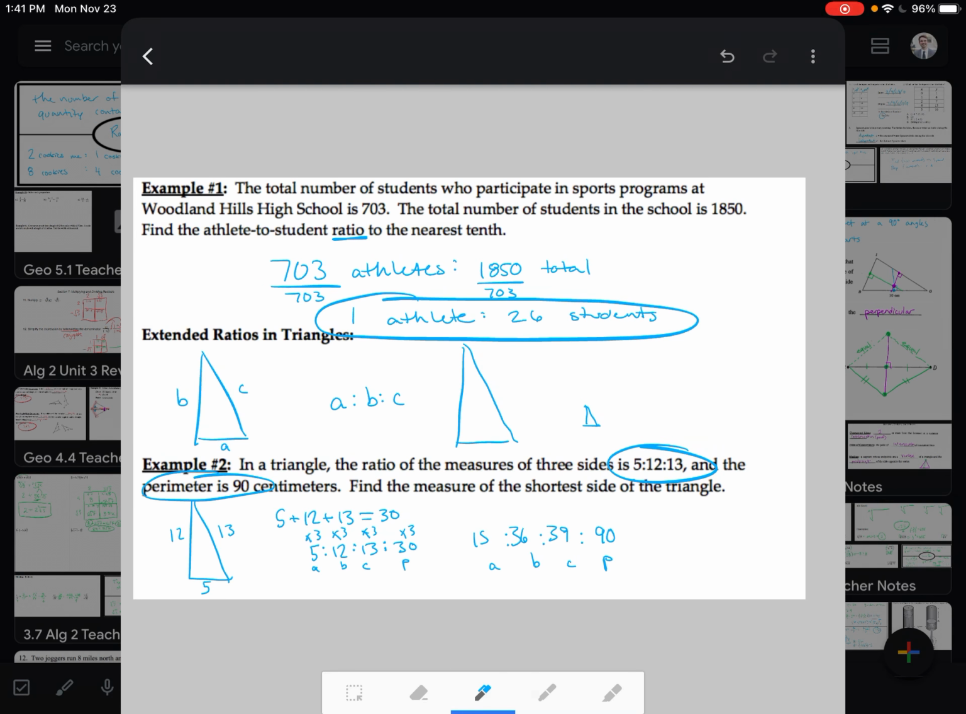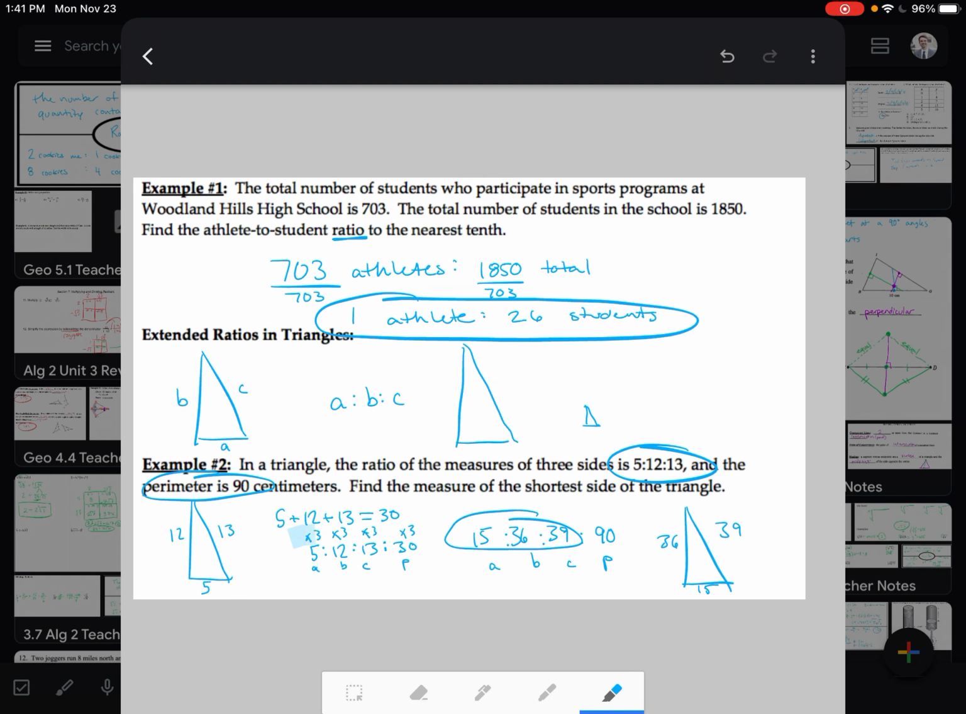And let's add these up real quick. Let's make sure what we did just makes sense, if it actually works. So it's 51, 39 does get us 90. So a triangle with these three sides has a perimeter of 90, and it's in the same proportional relationship.